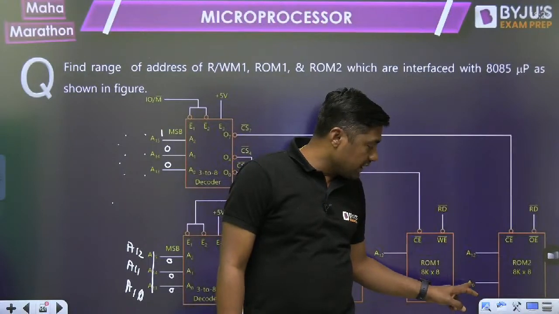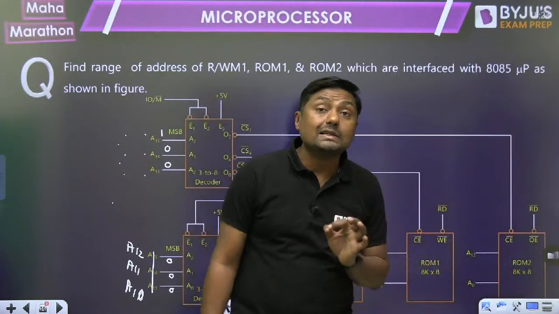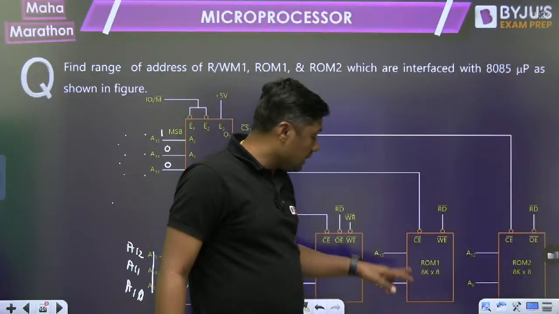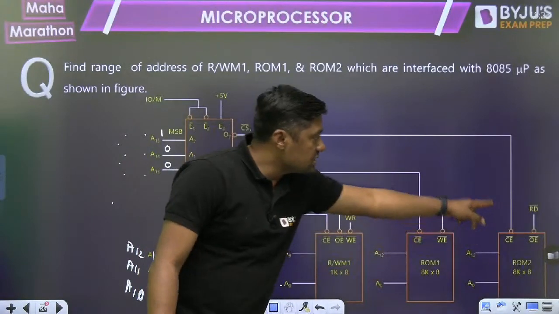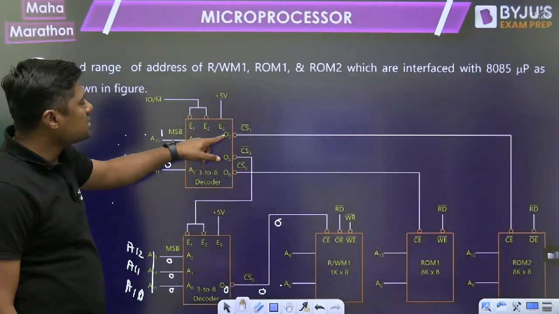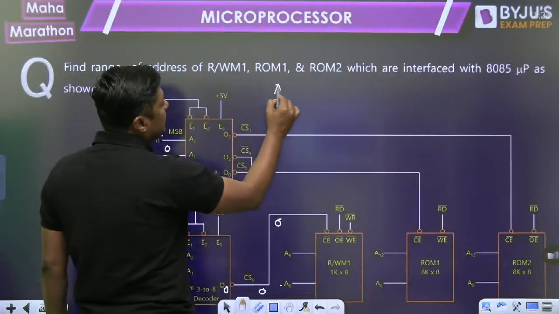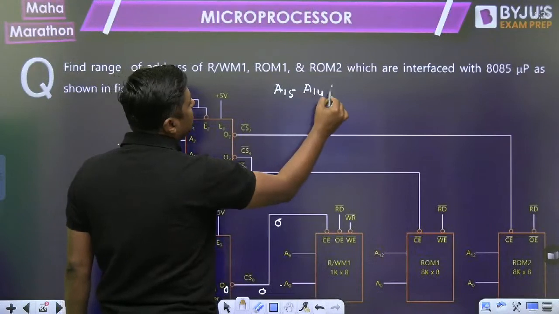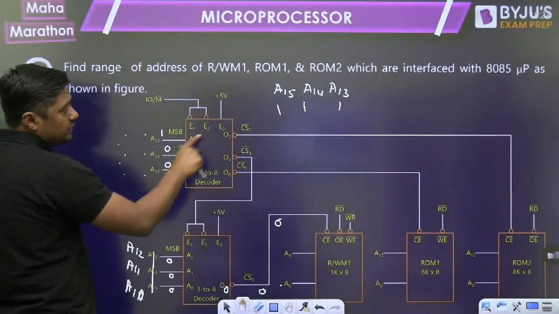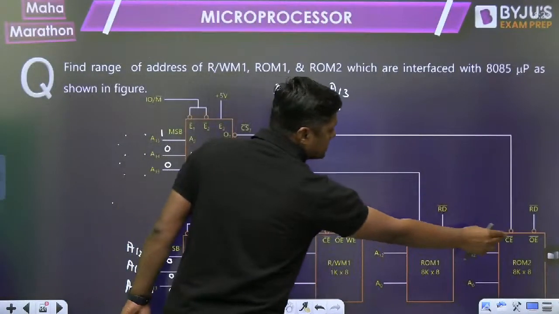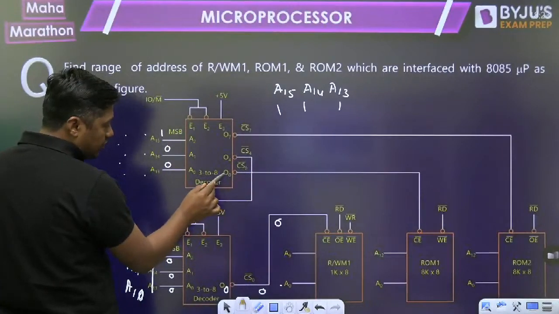Now, what is the lower order address? A0 to A12, total 13 lines. Again, total 13 lines. This is connected to O7. For O7, the higher order address lines A15, A14, A13 will be 111. When we give 111 here, this output is 0 and this particular chip is enabled. Then A0 to A12 is connected to 0.